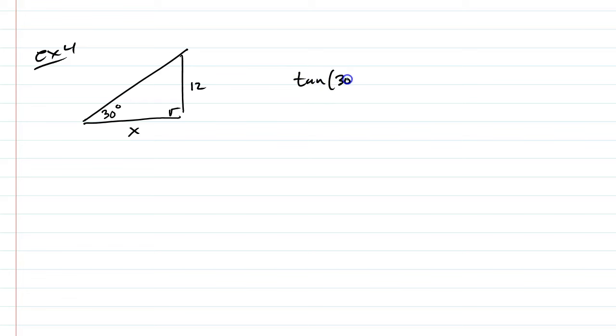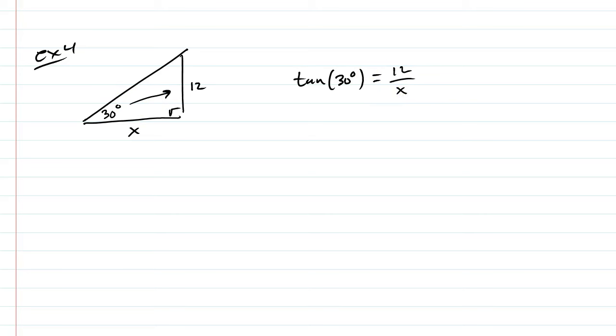And lastly, I just want to show you one more example, because sometimes when you're solving for a side, we have some weird fraction stuff happening. So if it's 30 degrees, and we have x, and we have 12 right there, let's set up our normal tangent. Tangent of 30 degrees will equal the opposite side over the adjacent. So it's going to be 12 over x.